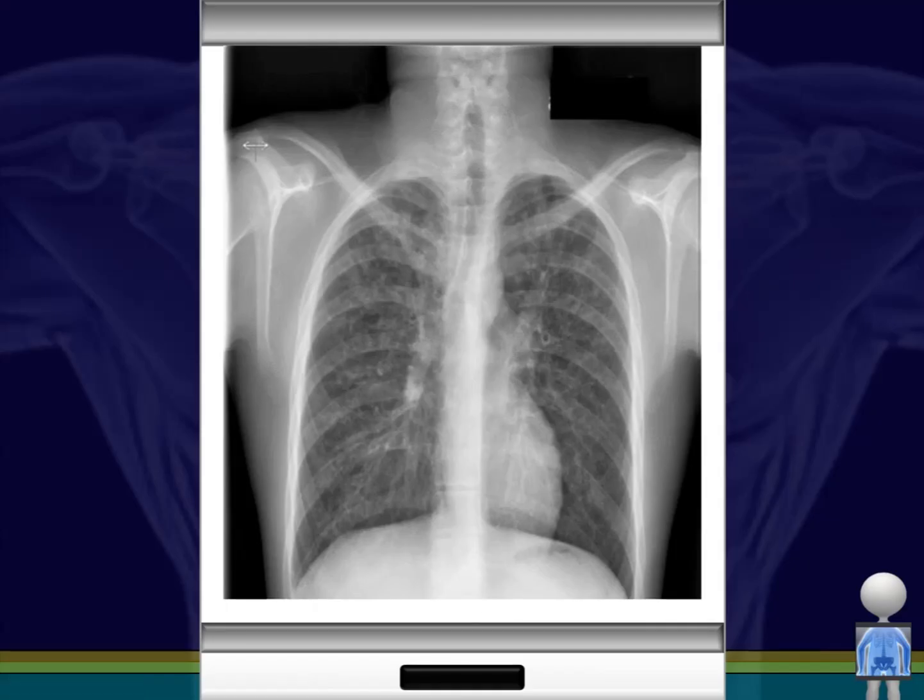No loss of volume. In this case, I have no loss of volume, correct? My diaphragms are equal. I've got a nice costophrenic angle in this case, but everything is diffusely infiltrative. And this is what an atypical pneumonia looks like, a walking pneumonia in a younger person.